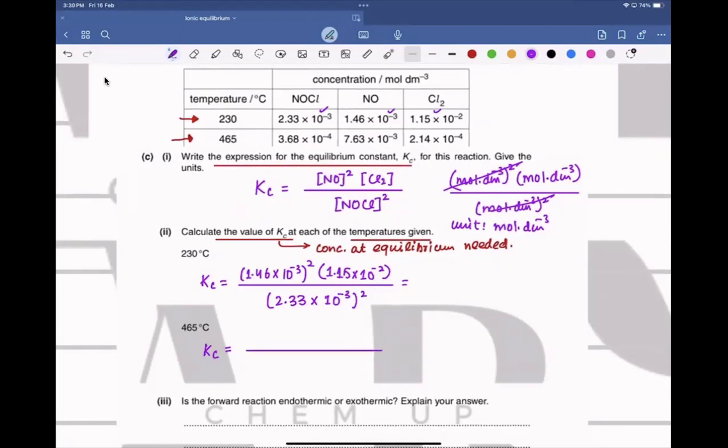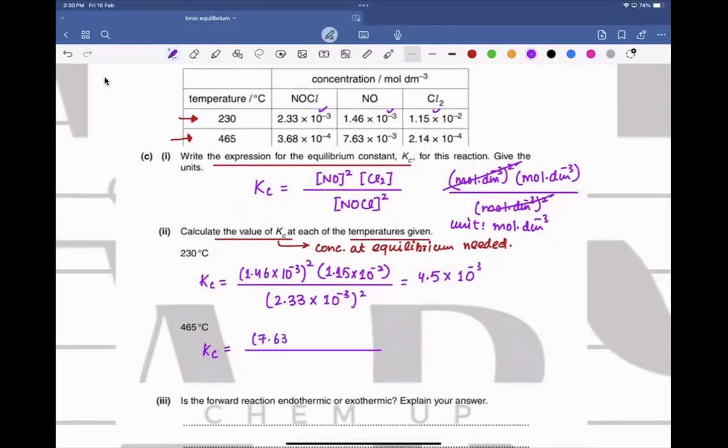And now I'm going to put the Kc expression at 465 degrees Celsius. 4.5 exponent minus 3. Can anyone cross check, please, in case there is any error in calculation? So here I'm going to put 7.63 exponent minus 3. You are getting the same answer, right? Okay, that's fine.